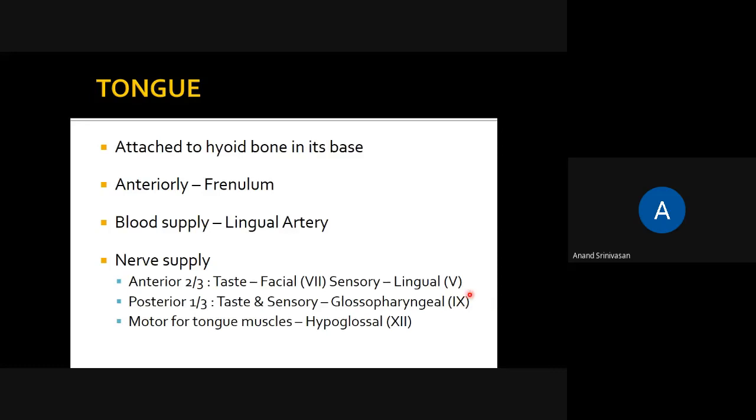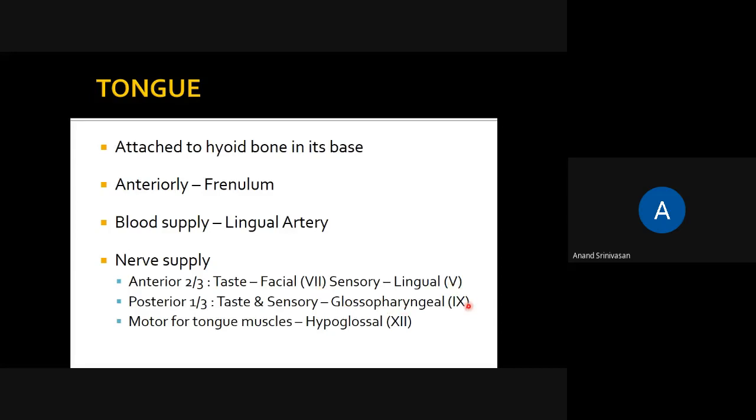Glossopharyngeal, or the ninth cranial nerve. Both the taste and general sensation is by the glossopharyngeal nerve, or the ninth cranial nerve. So you might be asked either facial nerve, or they might give you only the numbers. Which one? Seventh, fifth, only these numbers will be given. So note down this one also.